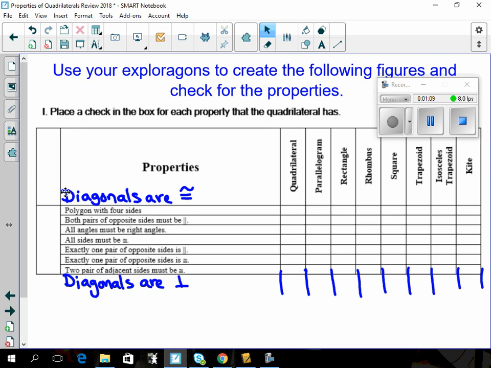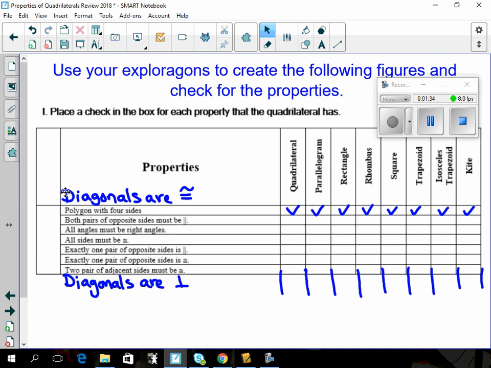I'll get you started. A polygon with 4 sides is every single one of these. These are all polygons with 4 sides. They're all quadrilaterals. It would be a suggestion to go ahead and look at one at a time. Now, by the way, that's the only thing that you're going to check for quadrilateral.